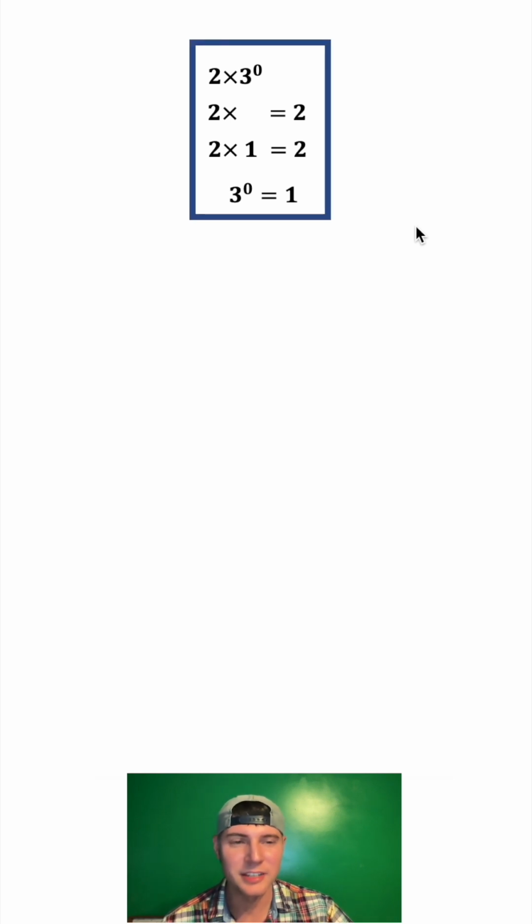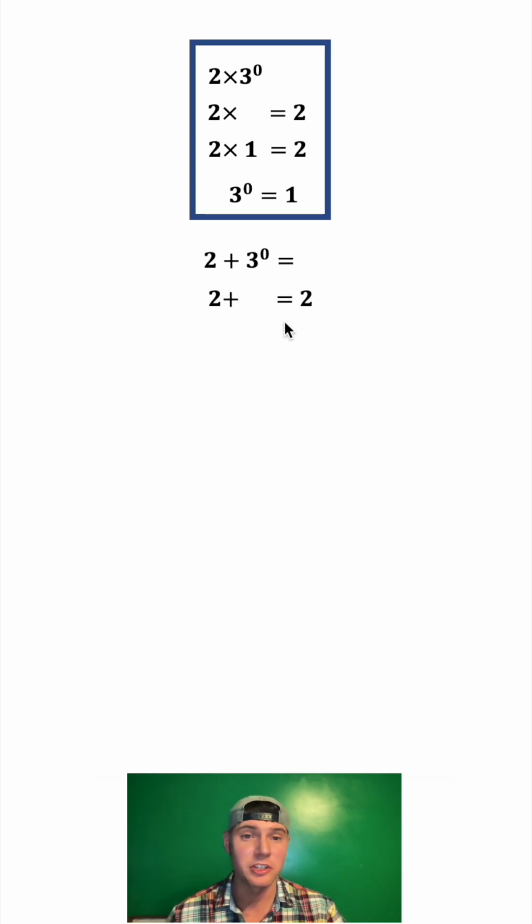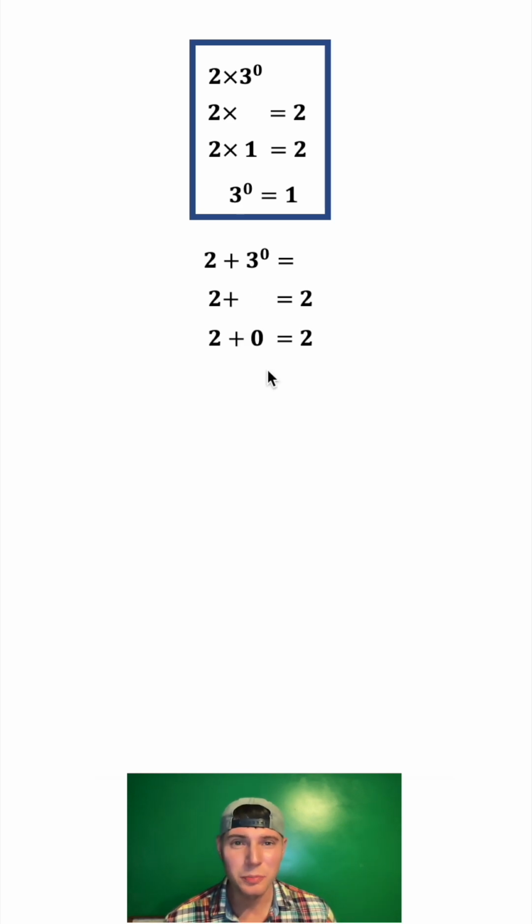We'll put a box around this. I've had a lot of people ask me this follow-up question. They said if we do 2 plus 3 to the 0, that's the same thing as 2 plus no 3's, and that would give us 2 because we're not adding any 3's to it. And that'd be the same thing as 2 plus 0. And from here, it looks like 3 to the 0 is equal to 0.